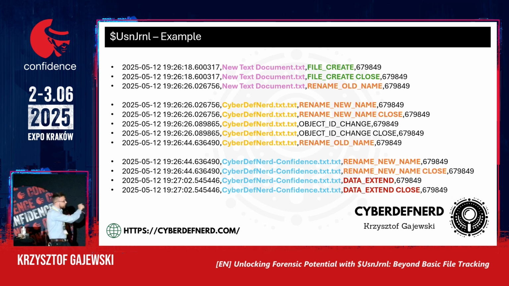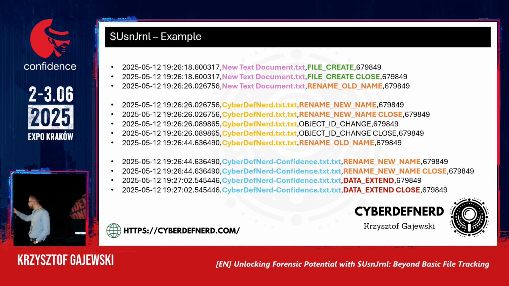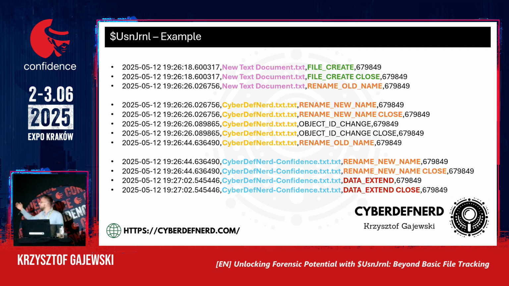Then I renamed that file manually, cyberdefner txt.txt. There are 2 extensions because I made a mistake when I was recording that, and I forgot that on the system I was using, extensions are hidden. So you can also see that here. Then, going further, I renamed that again, and I put the name cyberdefner confidence txt, again the same typo, and then at the end, I added the content. So you can see it at the end, data extend, close. This is actually the moment when I added something to that txt file.